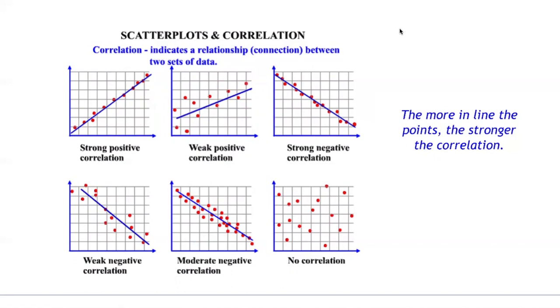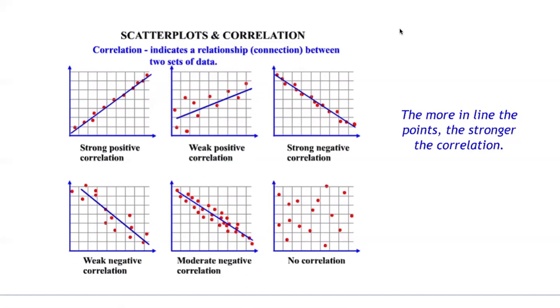The second one there is a weak positive correlation, and you can draw this line. By the way, this line is called the line of best fit. You can draw the line, you kind of see the trend going there, but they don't fit very well. And that's called a weak positive correlation. It is going from the bottom left to the top right, but the points are not sticking close to the line. So that's a weak positive correlation.